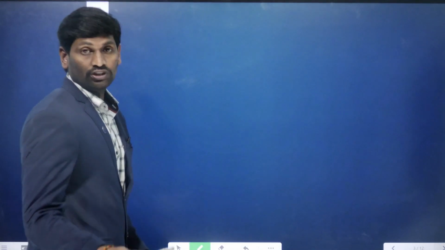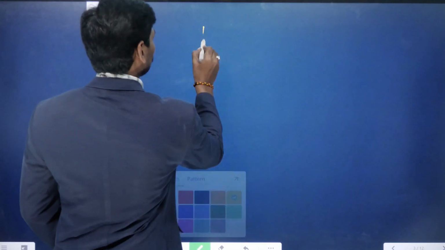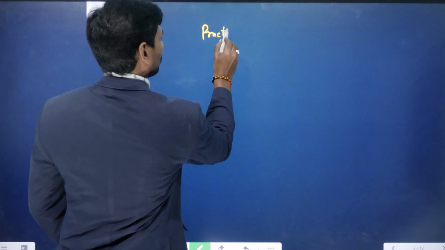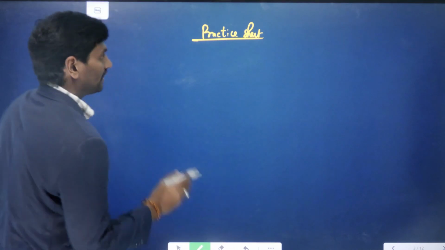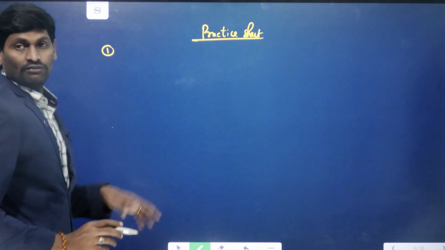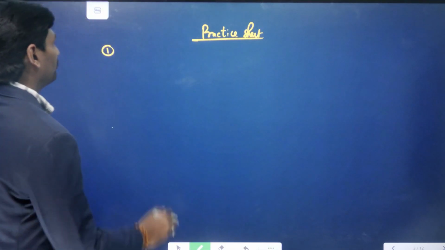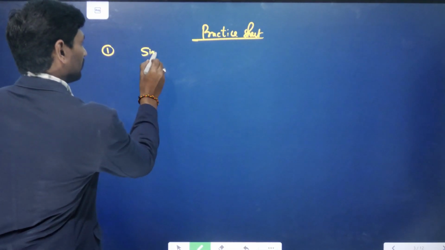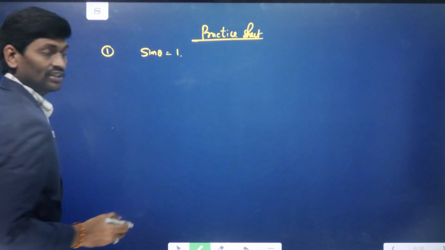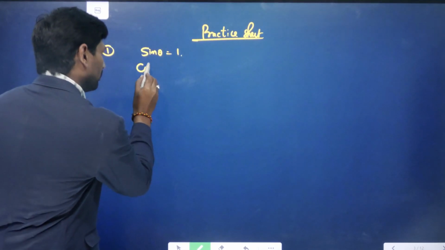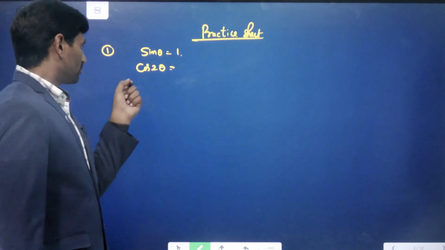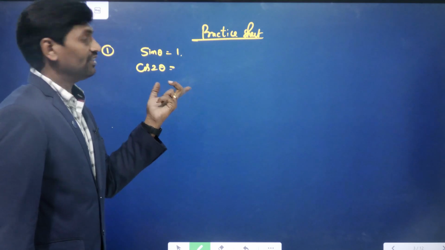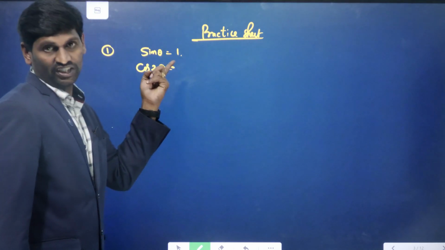I am going to discuss the practice sheet problems. Okay? So by using these multiple angles only. Let us see question number 1. The first question is: given that sin theta equals 1, find the value of cos 2 theta. We need to find only the cos 2 theta value, but with the help of sin theta.